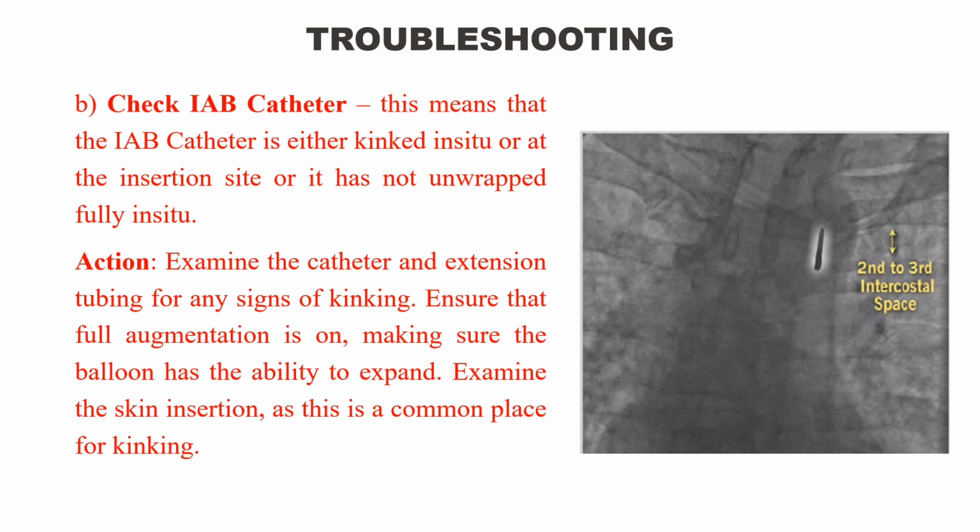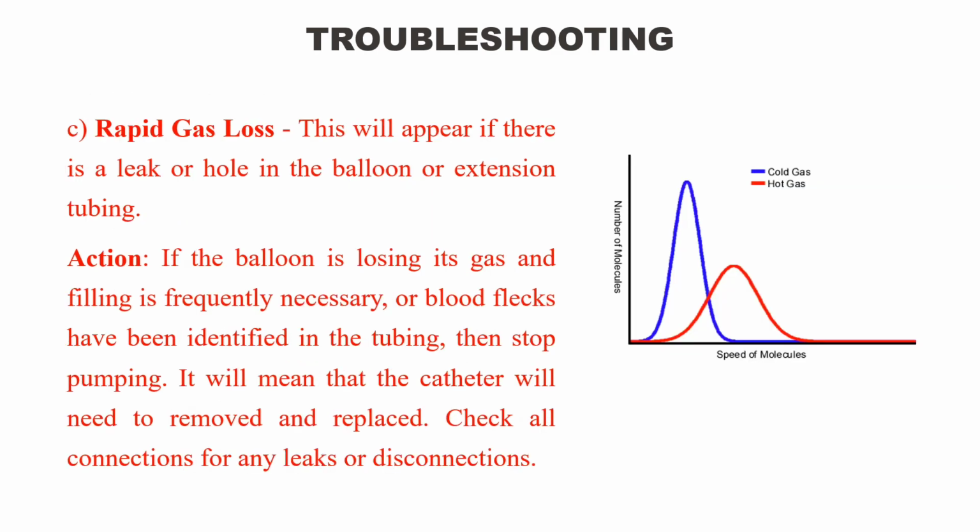Here, examine the catheter and extension tubing for any signs of kinking and ensure that full augmentation is on, making sure the balloon has the ability to expand, and examine the skin insertion site as this is a common place for kinking. Rapid gas loss. This will appear if there is a leak or hole in the balloon or extension tubing. This means the balloon may be ruptured. You will see flash blood in the tubing. What action needs to be taken?